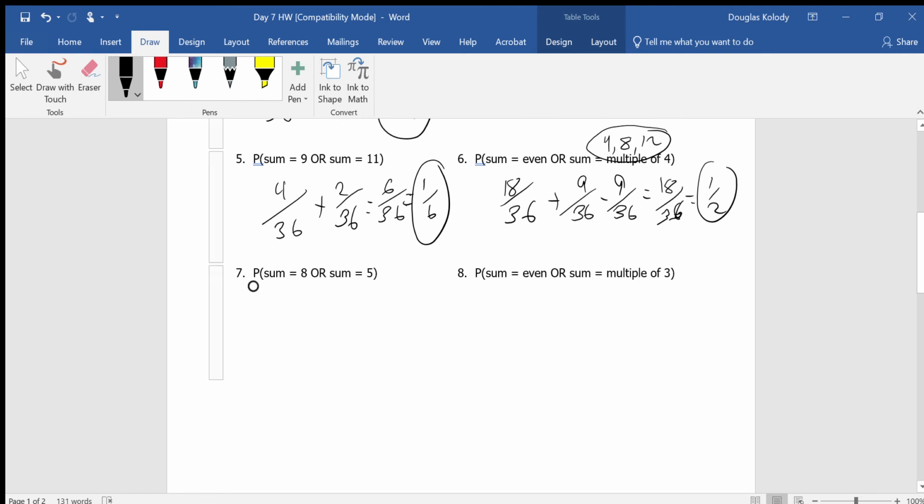The sum equals 8, or the sum equals 5. All right, there are 5 8s in a 2 dice chart, plus there are 4 5s in a 2 dice chart.